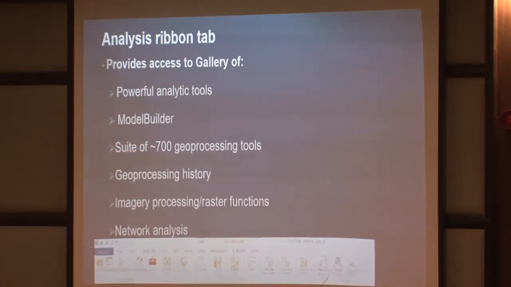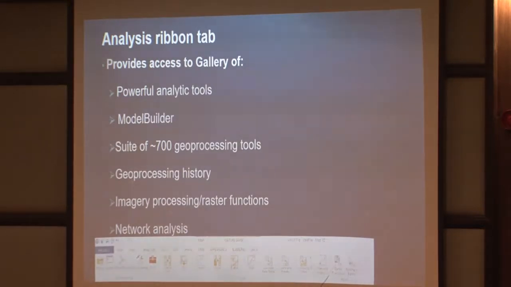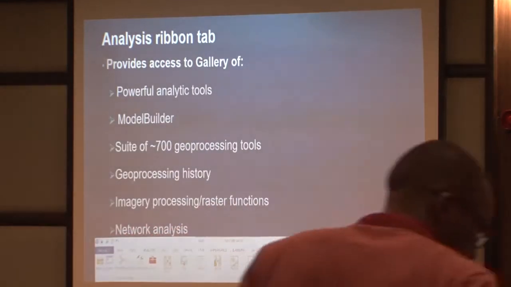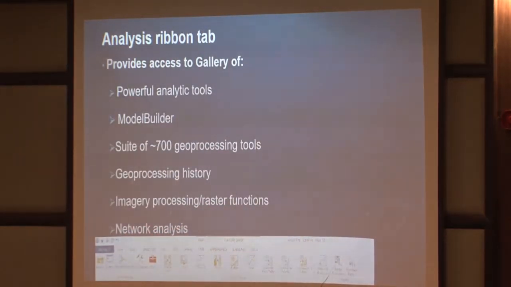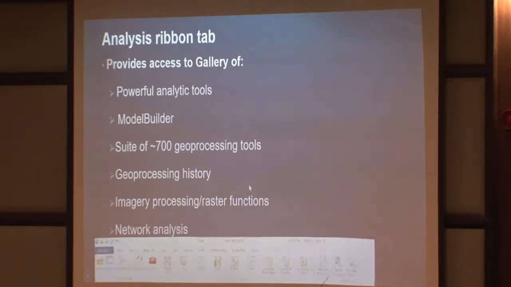The Analysis ribbon tab is also contextual in nature, in that if you have loaded data that is a vector, we have the tools that can be used with the vector dataset. Once you select raster data, the tools change, and only the tools that can be used with the raster data are available. So if you have imagery, or maybe a DEM or a hillshade, the tools that you can actually use with that kind of dataset become active and you're able to use them.